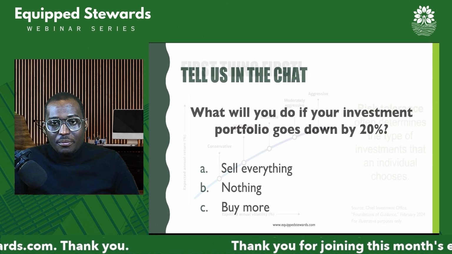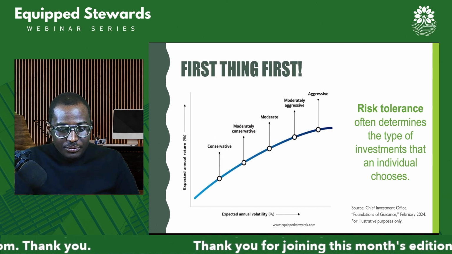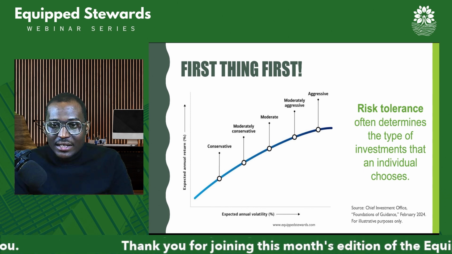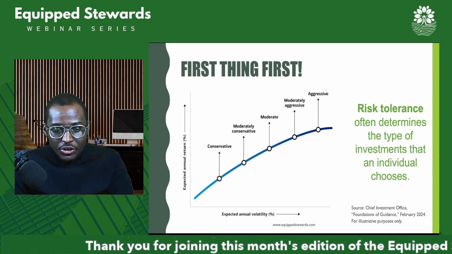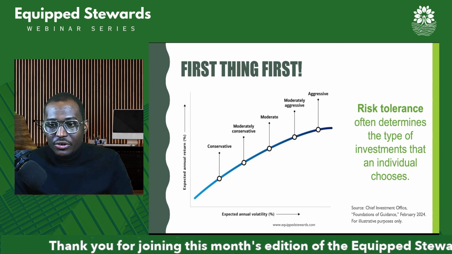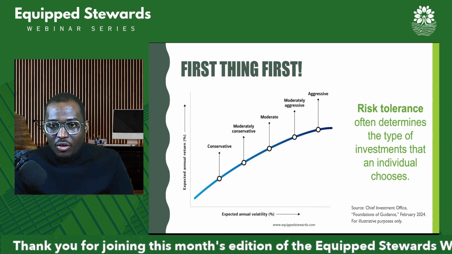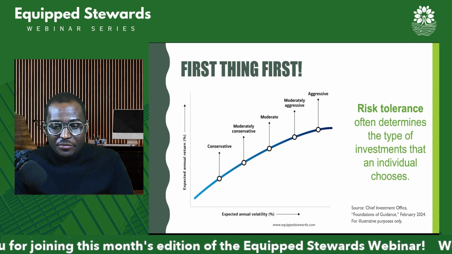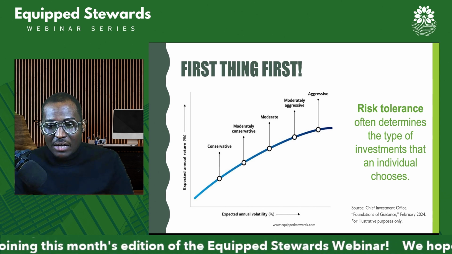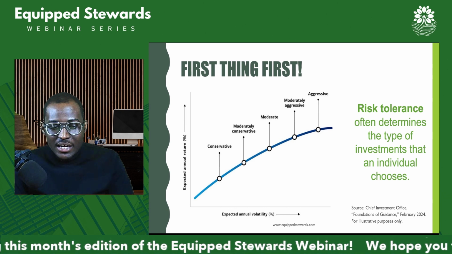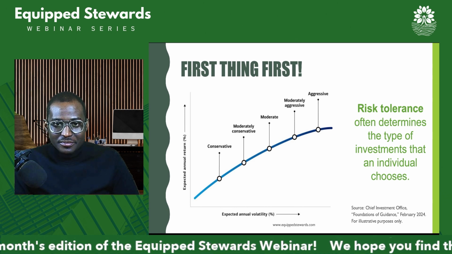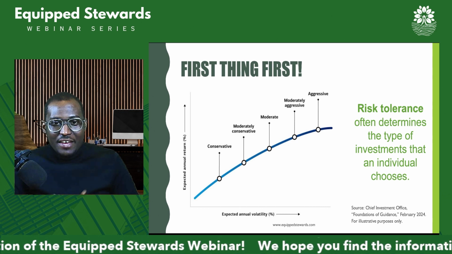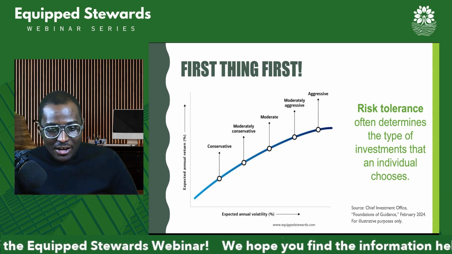I want to go back a little bit. Like we said, your risk tolerance determines what you invest in. If you are someone who says you will sell everything, then you are most likely a conservative person. If you say, I will do nothing, I will observe, you are most likely a moderate person. If you say you're going to buy more, then you are most likely a very aggressive investor. Now, what does that mean?